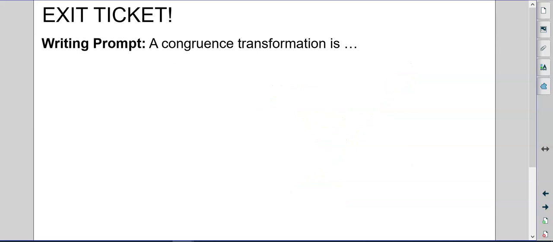And then there's your exit ticket. It's in the book if you need to just get it out of there.